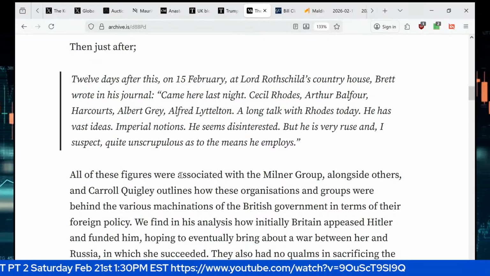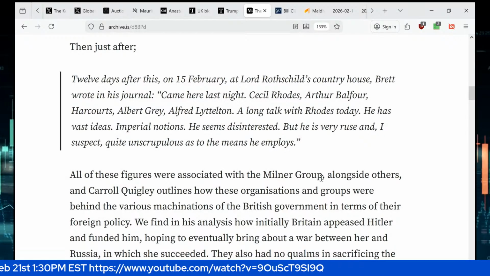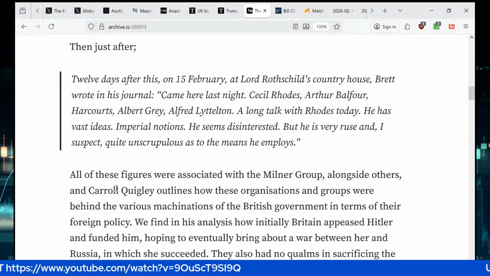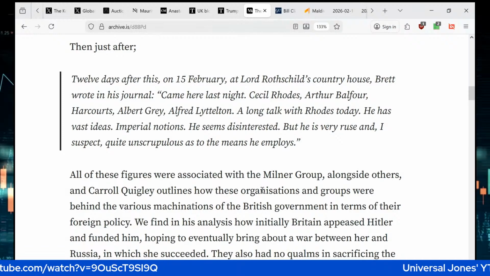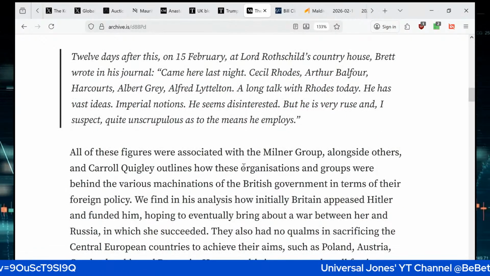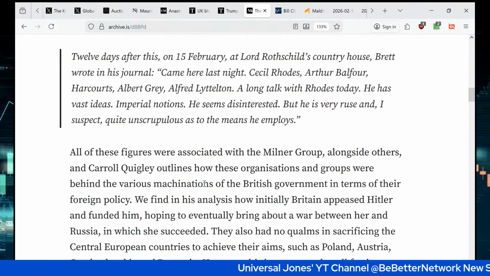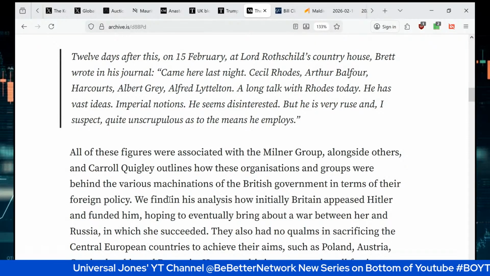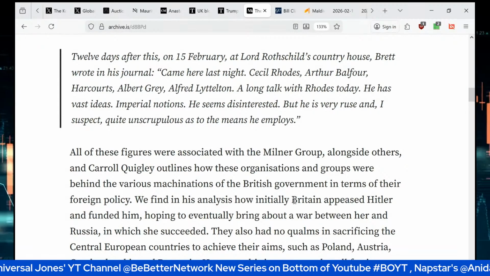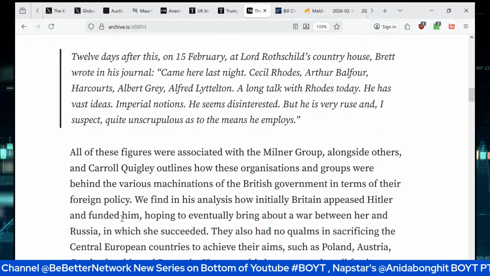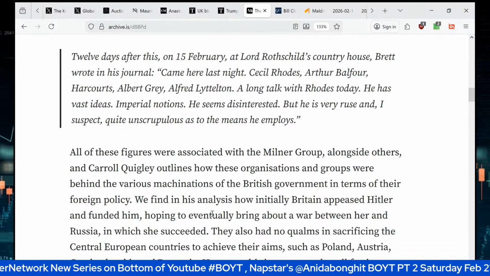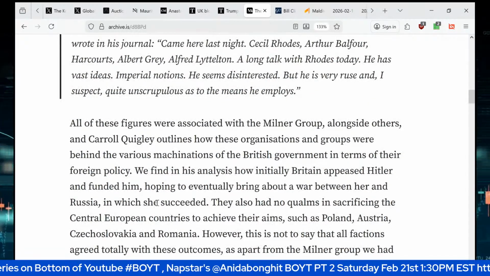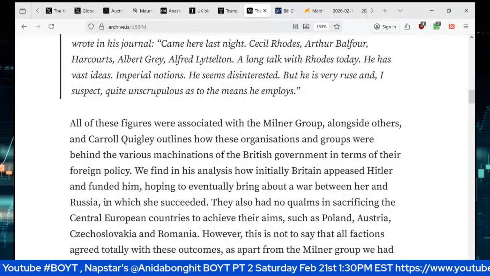All of these figures were associated with the Milner Group, alongside others, and Carroll Quigley outlines how these organizations and groups were behind the various machinations of the British government in terms of their foreign policy. We find in his analysis how initially Britain appeased Hitler and funded him, hoping to eventually bring about a war between her and Russia, in which she succeeded.